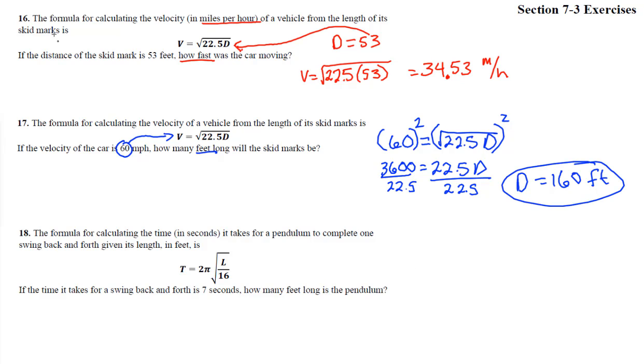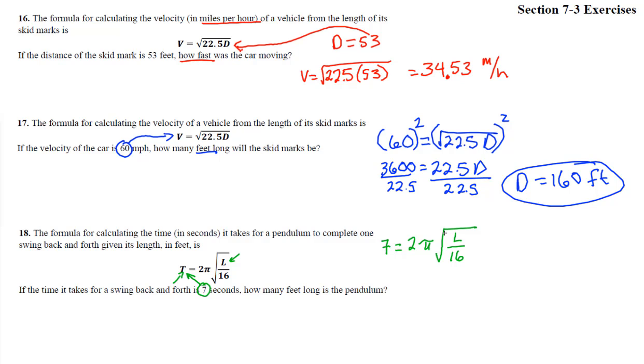Okay, number 18 then. The formula for calculating the time, there's t, in seconds it takes for a pendulum to complete one swing back and forth, given its length, so there's the length right there, and here's the time. This length is in feet, this time is in seconds. If the time it takes to go back and forth is 7 seconds, so 7 is going in for the time, how many feet long? So we have to solve for L, which is underneath the square root sign. So let's do this one. 7 equals 2 times pi times the square root of L over 16.